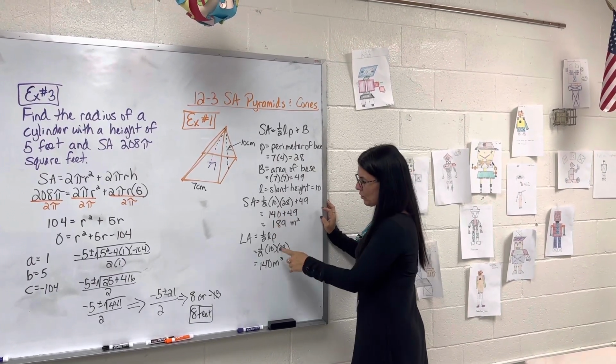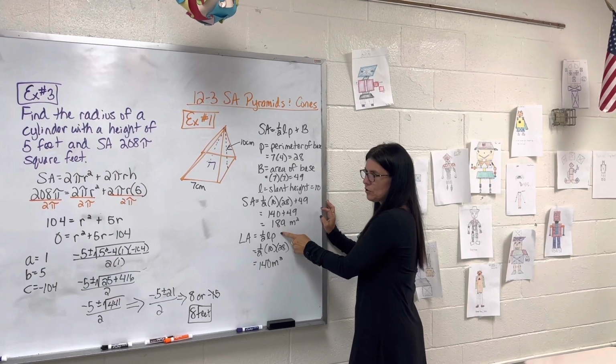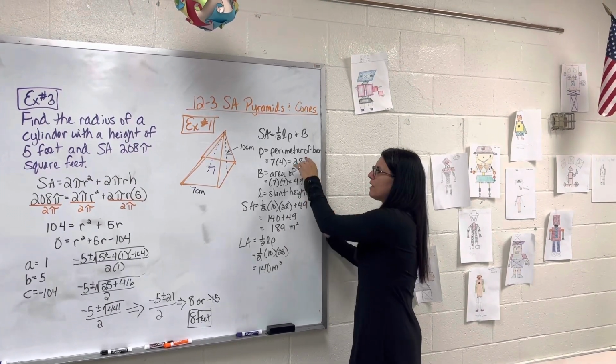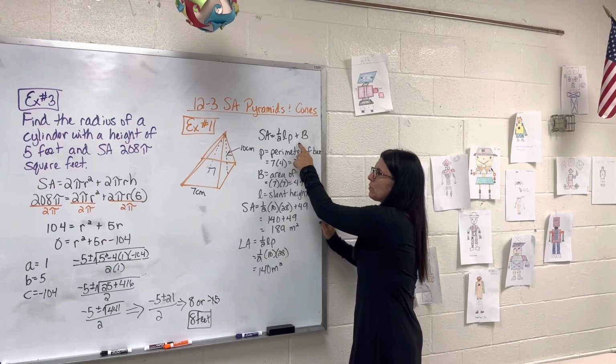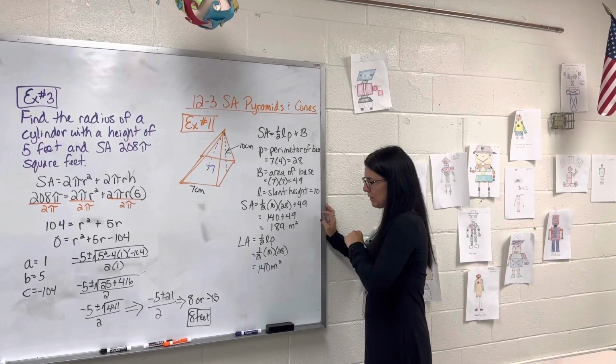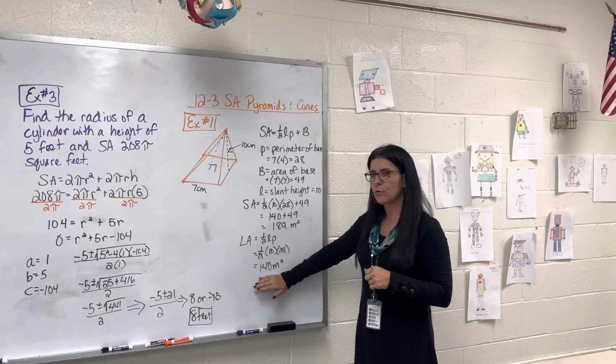If you're not sure, of course, you can always use your formula sheet. It tells you your lateral area, but I do want you to understand why this looks so similar to this and where it came from. So again, lateral area is 140 meters squared.